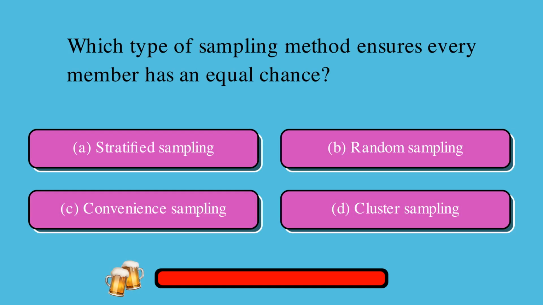Which type of sampling method ensures every member has an equal chance? A, stratified sampling, or B, random sampling, or C, convenient sampling, or D, cluster sampling. The correct answer is B, random sampling.